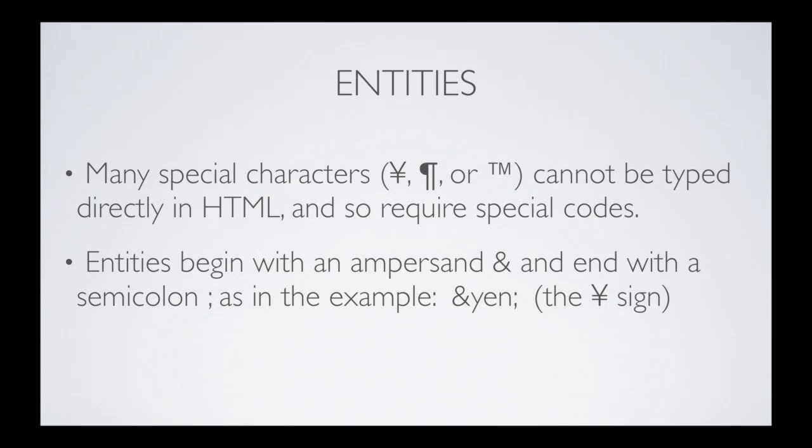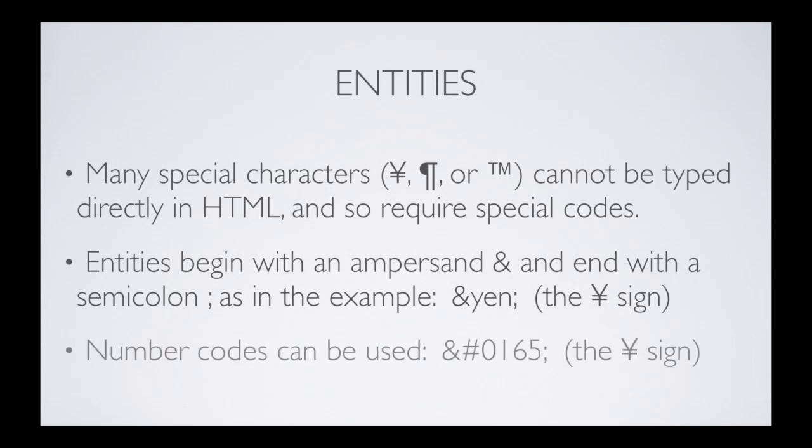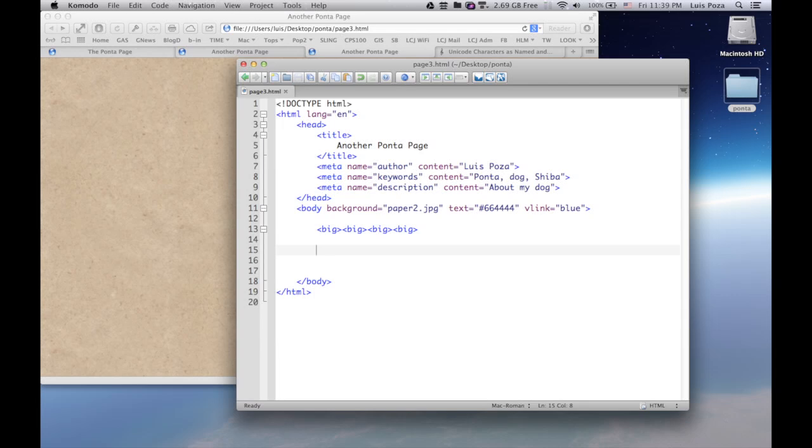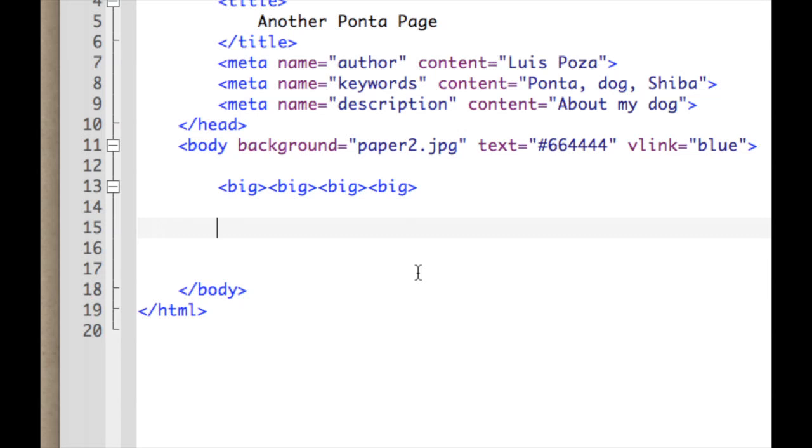For example, ampersand yen semicolon will create the yen sign. Many entities have an English language representation like this. However, entities can also be expressed as code numbers. For example, ampersand sharp 0165 semicolon will also produce the yen sign. To demonstrate this, I've created another web page, and this time I've left it blank. So let's try creating some special characters using entities.